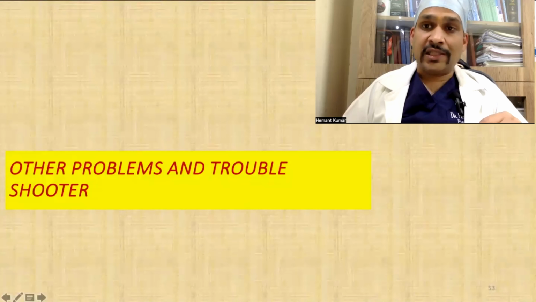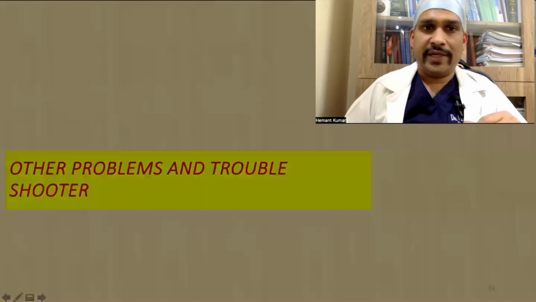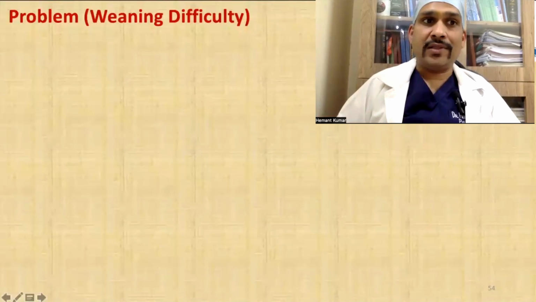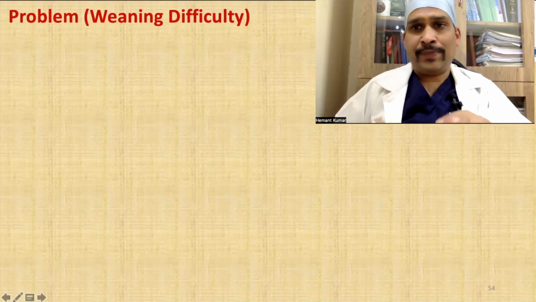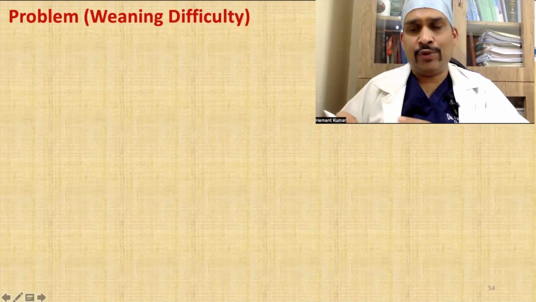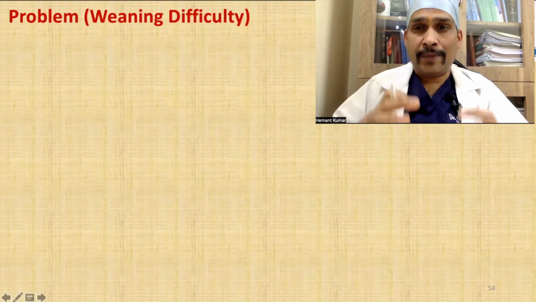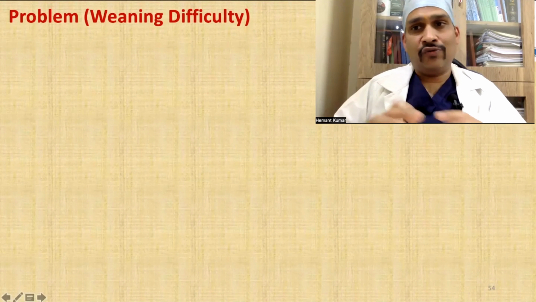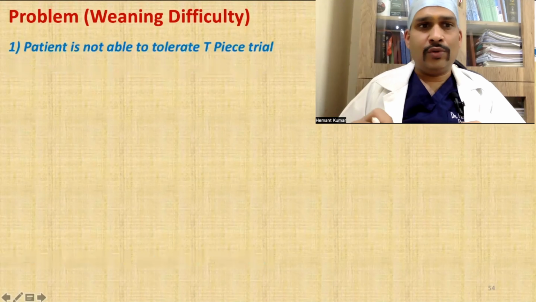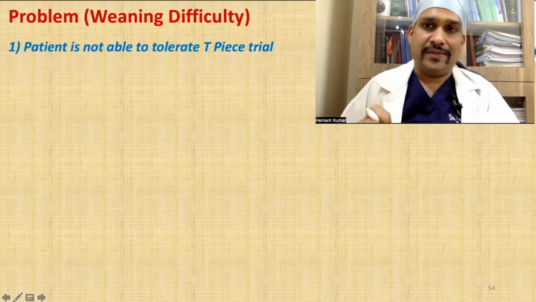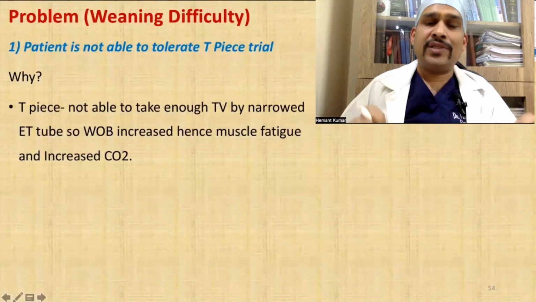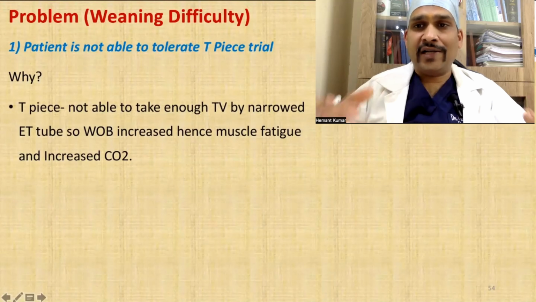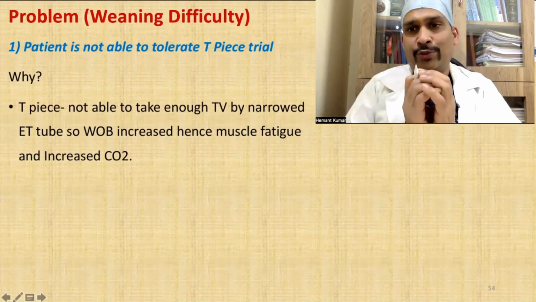So what is the other problem in case of COPD? The other problem is weaning difficulty because these patients are chronic patients. They used to have chronic hyperinflation and emphysema. So these patients are difficult to wean. We have given a T-piece trial, but the patient was not able to tolerate. Why? Because the patient was not able to take enough tidal volume through the narrowed ET tube.